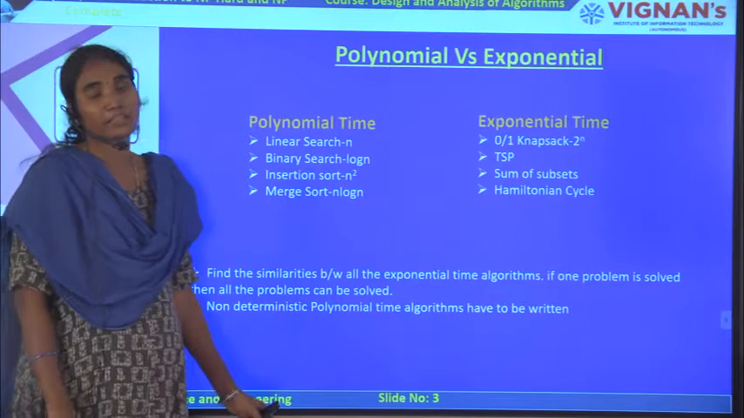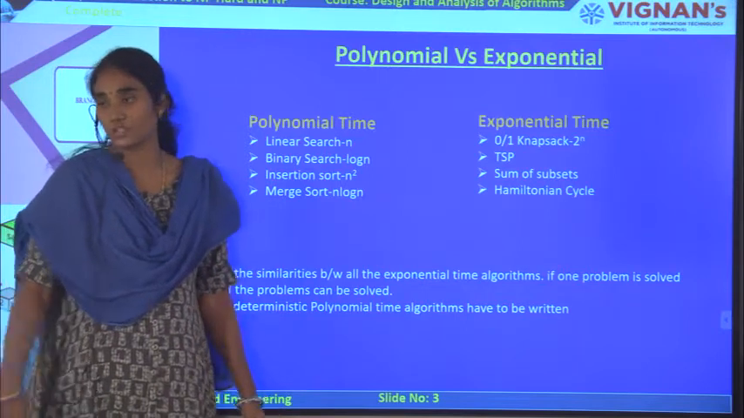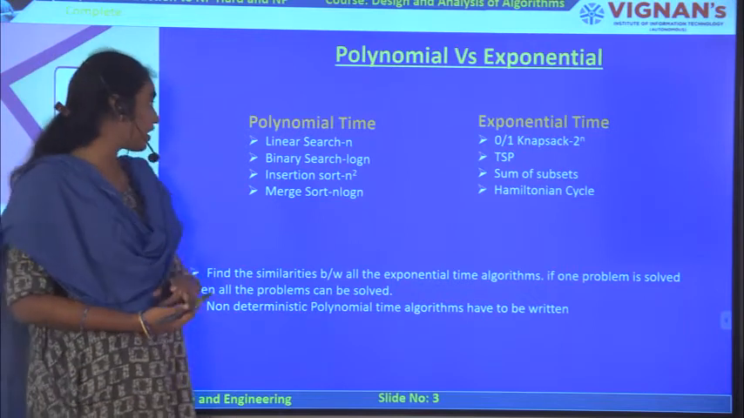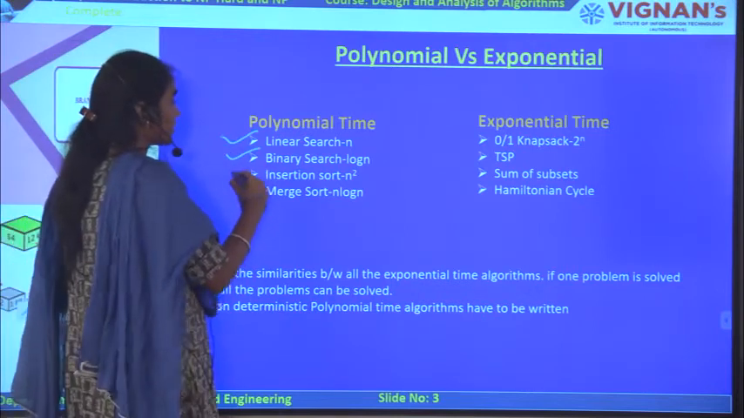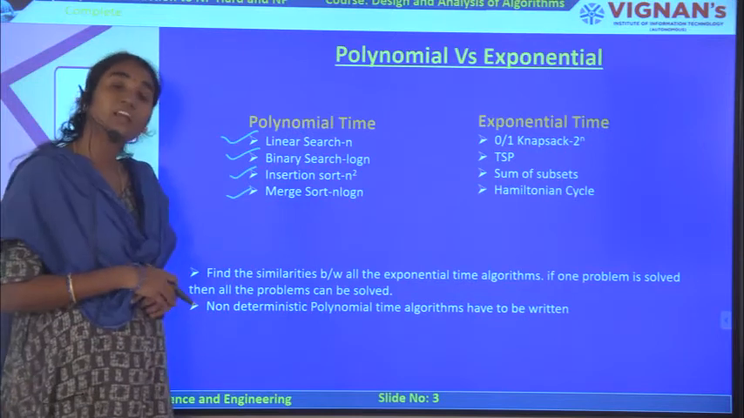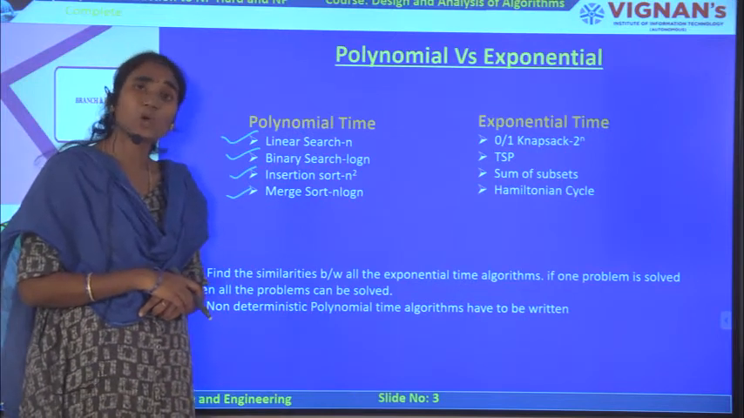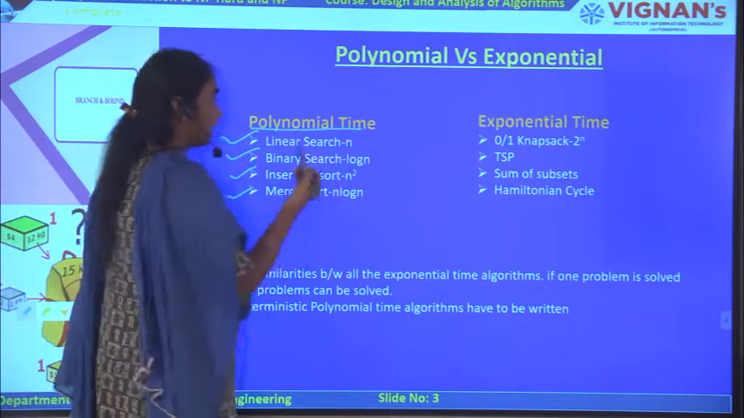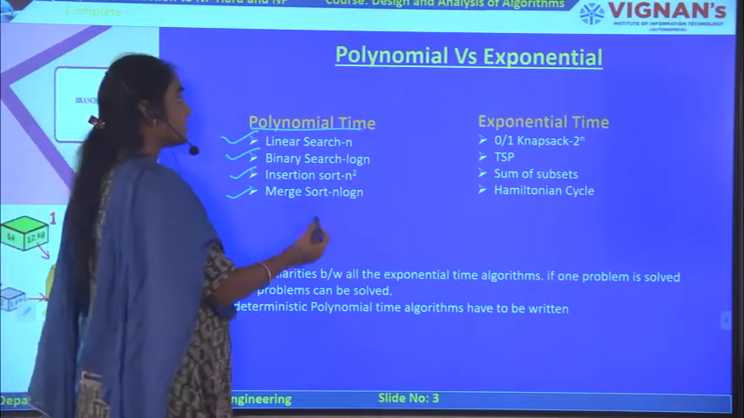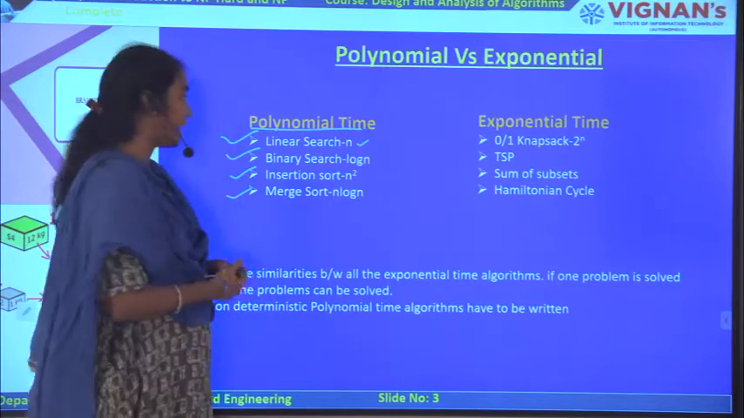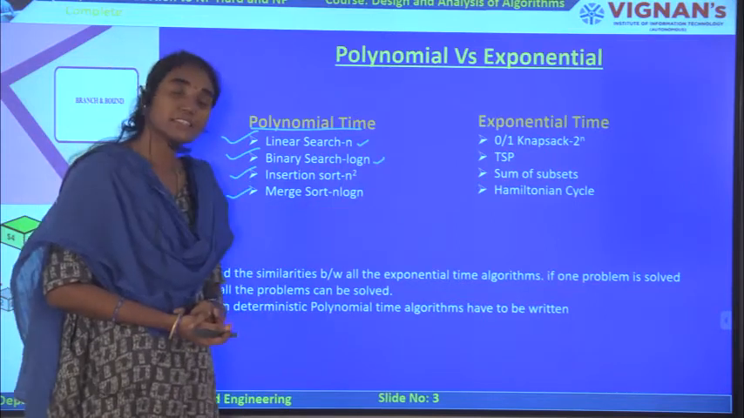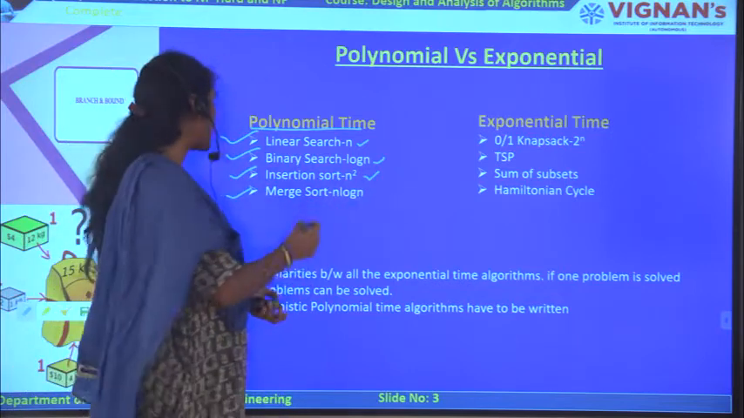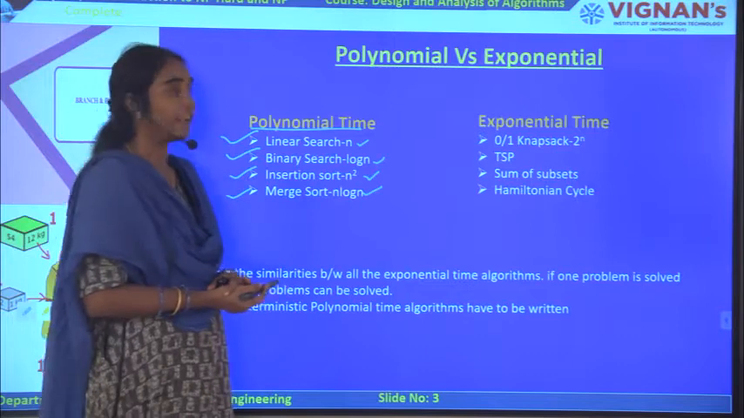Now, let's go with polynomial versus exponential. Till now we have seen some of the algorithms like linear search, binary search, insertion sort, merge sort, right? And all these algorithms are solved within polynomial time. For example, linear search can be solved within big O of n, binary search within log n time, insertion sort big O of n square, merge sort big O of n log n.